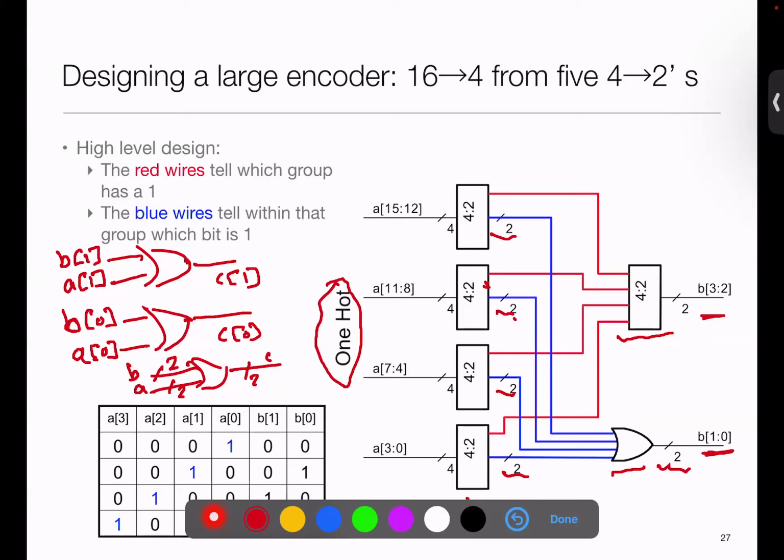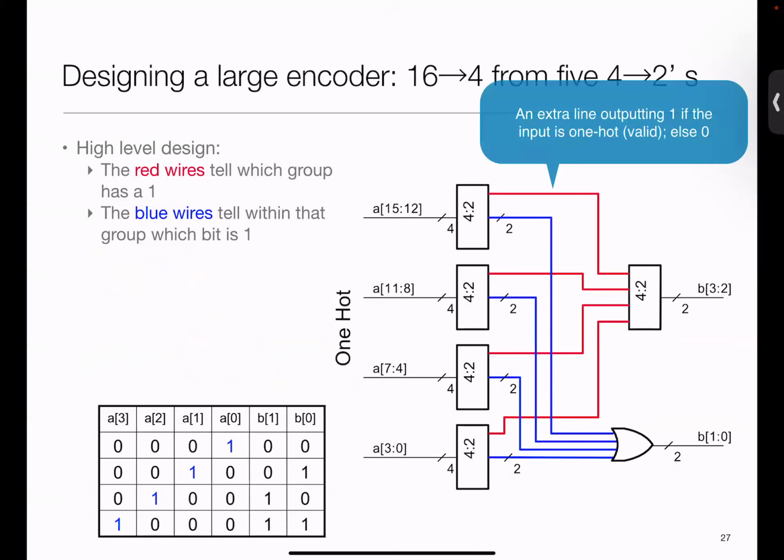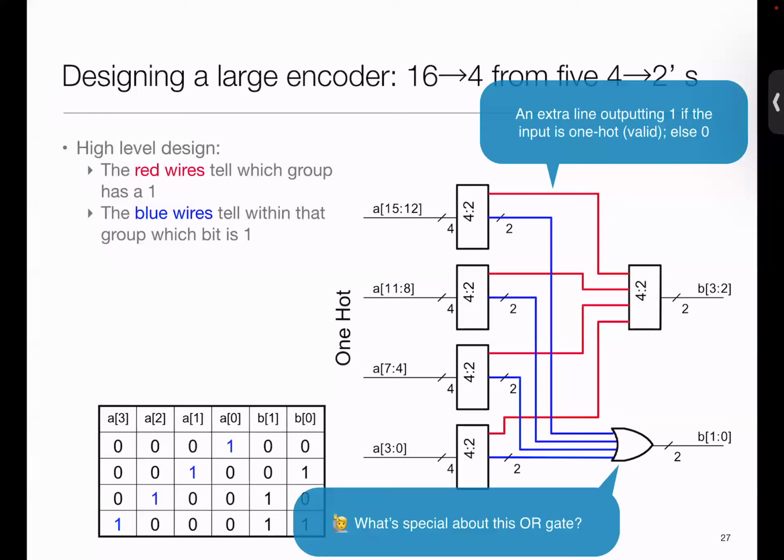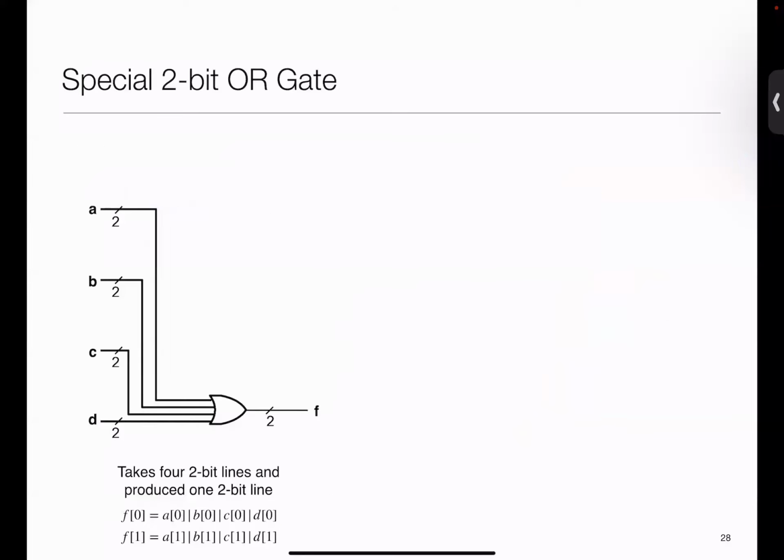So I know this is pretty abstract, so let's look at an example. Again, the behavior of the special 4 to 2 encoder is that if it sees all zeros, then the red line is 0 and the blue line is 0. If it sees a valid one hot code, then the red line is 1 and the blue line has the appropriate encoded value. So with that type of 4 to 2 encoder, let's look at an example.